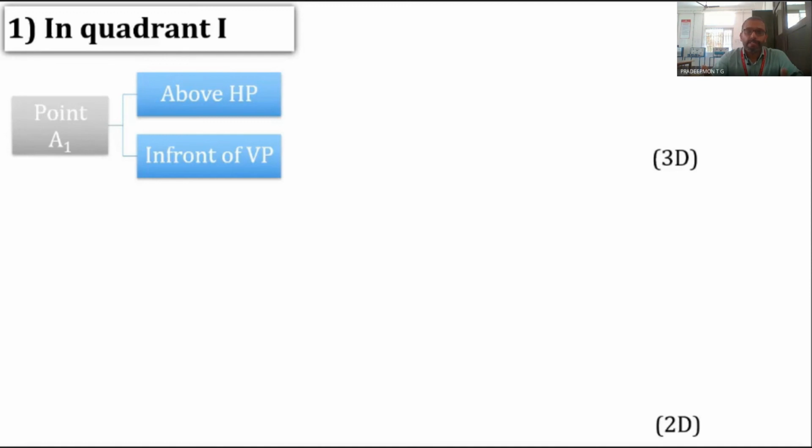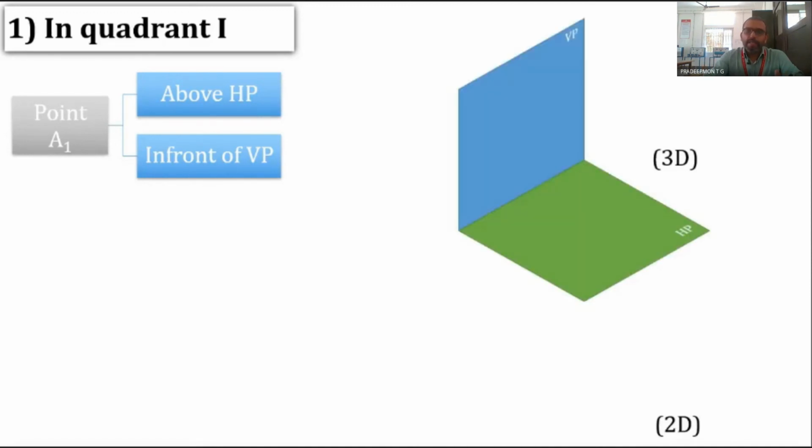So in 3D, here is the HP, here is the VP, and here is the XY line. In 2D, we again draw the XY line. Here is this violet line. This is the XY line, and in order to represent it in 2D, we draw a horizontal line here. So it is the XY line. It is XY, and here also it is XY. We name it as XY.